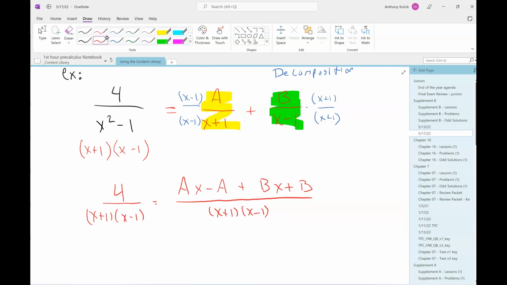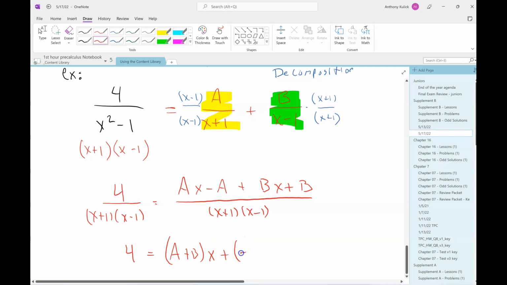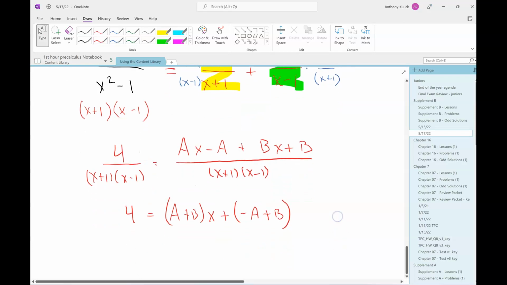Okay, now that I've done this, what does that allow me to do? I can drop the denominators now, right? All that I care about are the numerator pieces. And when I do this, I also want to group the x parts together and the constant parts together. Everybody's okay so far?